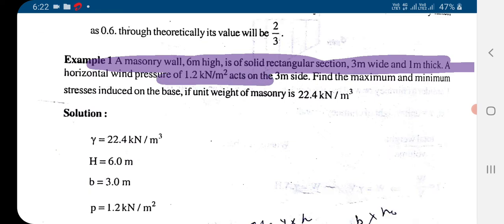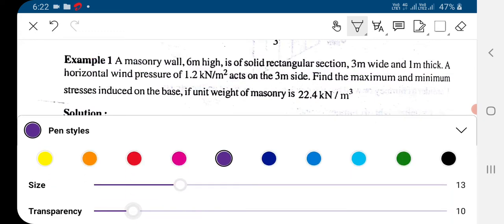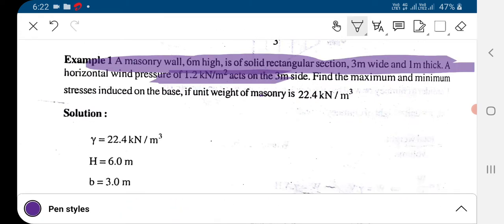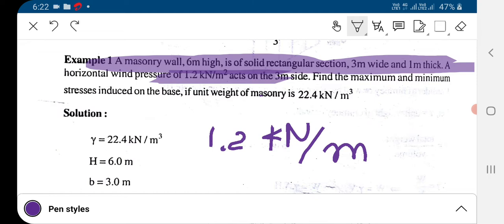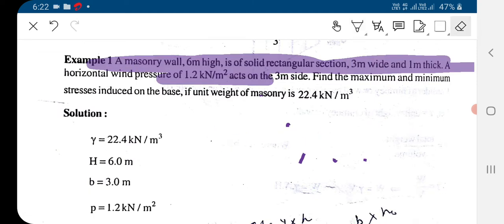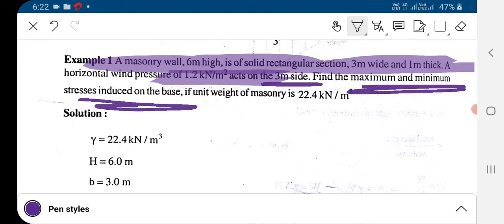Okay, wind pressure: here we need not calculate the pressure intensity, that is directly given. It is given as 1.2 kilonewton per meter square. Now next, this is acting on the 3 meter side. We have to find the maximum as well as minimum stress induced at the base. Self weight of the masonry is given to us as 22.4 kilonewton per meter.